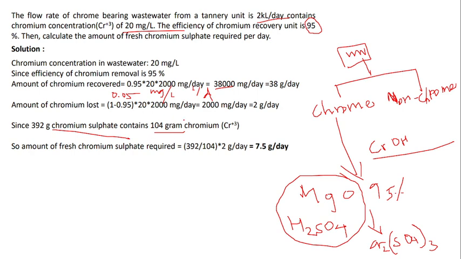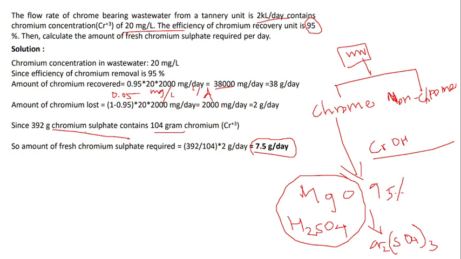So you have to calculate how much fresh chromium sulfate is to be added every time after the recovery. So 2 gram is lost. So 2 gram into 392 by 104 will give you 7.5 grams. So you have to add 2 gram of chromium every day because it is lost. But chromium is not added directly in the form of chromium. It is added to the tannery process in the form of chromium sulfate.